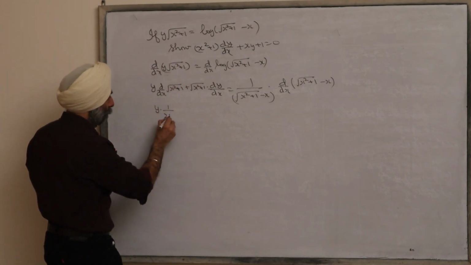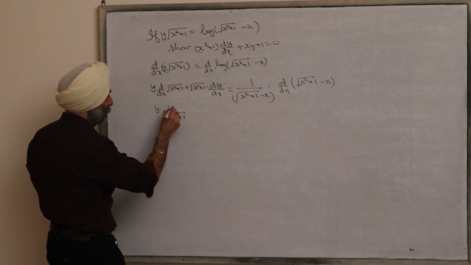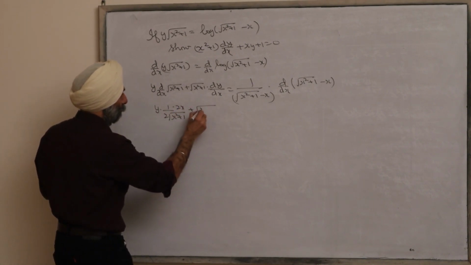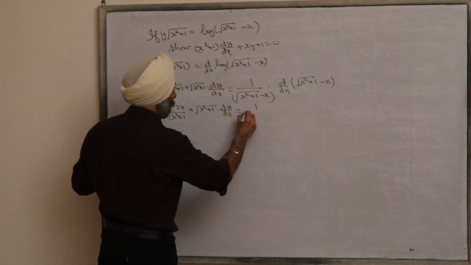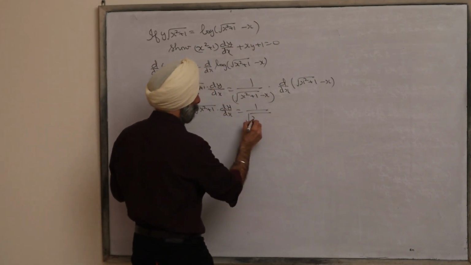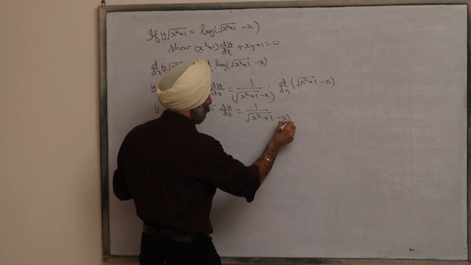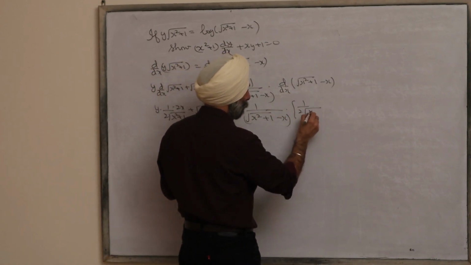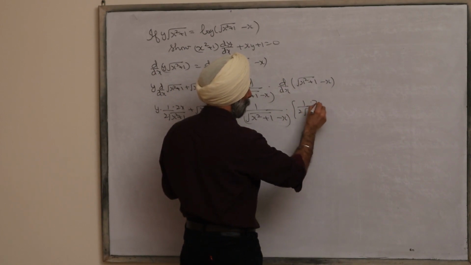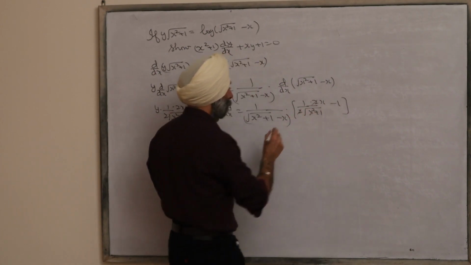y into 1 over 2 times under root of x² plus 1 into 2x plus under root of x² plus 1 into dy over dx is equal to 1 over (under root of x² plus 1 minus x) into (1 over 2 times under root of x² plus 1 into 2x minus 1). So this will cancel.